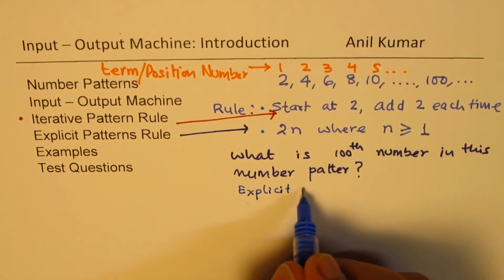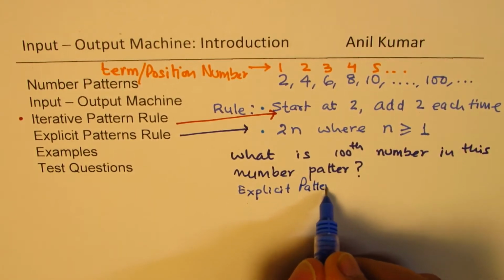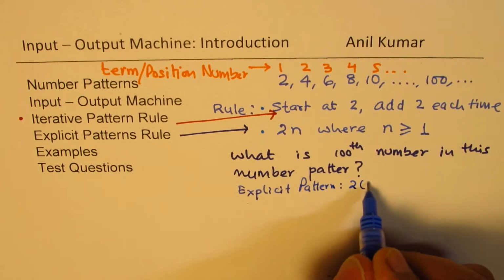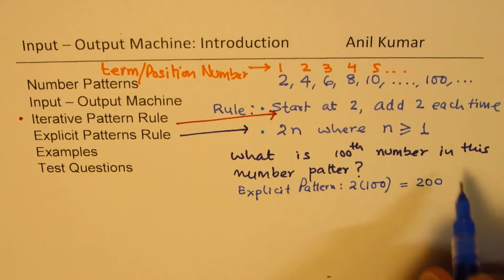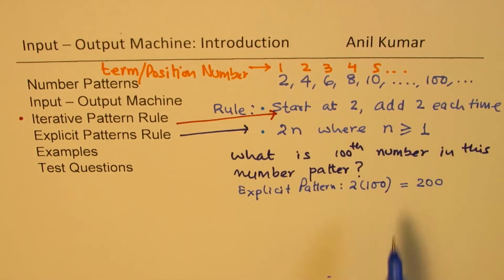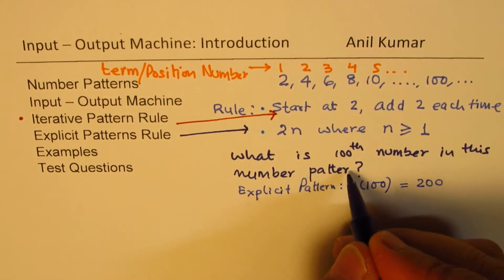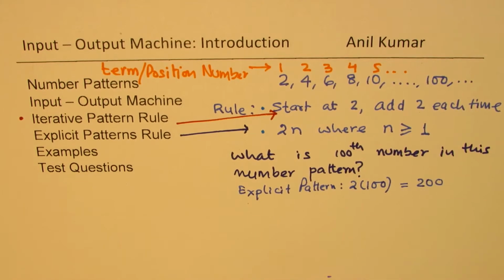So it's a formula. With the explicit pattern, you know the rule is 2 times n, so n is 100, so 2 times 100 will be 200. So the 100th term will be 200. Is that okay? So we immediately found the 100th term. Do you see how these things are related?